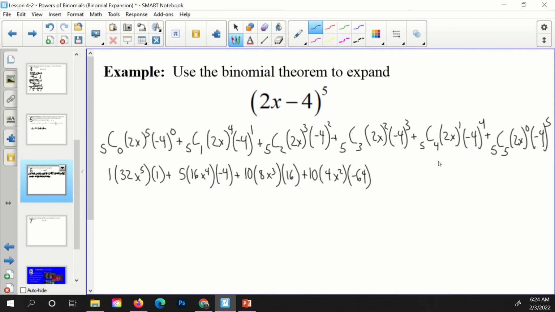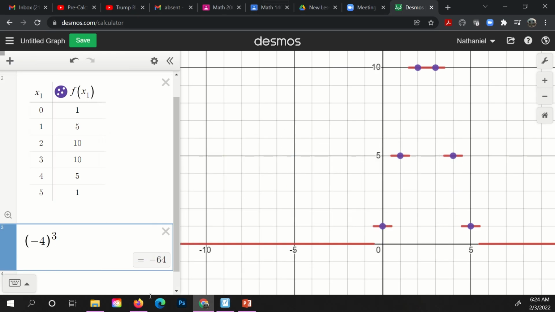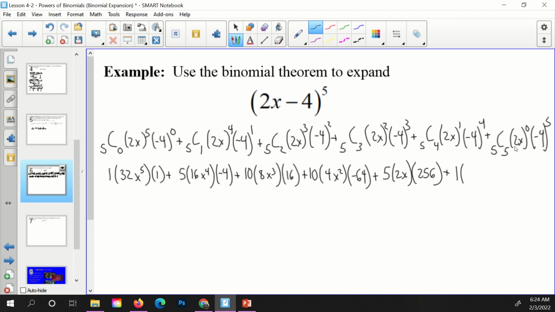And then my next one right here will be 5 choose 4, which is 5 again, and then I have 2x, and then negative 4 to the 4th turns out to be 256, and then 5 choose 5 from this other page is again just 1, and then anything to the 0 power is 1, and then negative 4 to the 5th power turns out to be negative 1024.